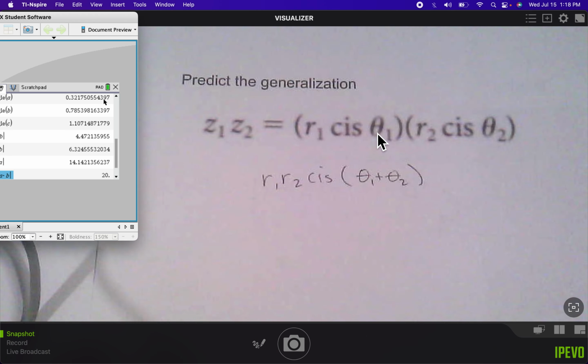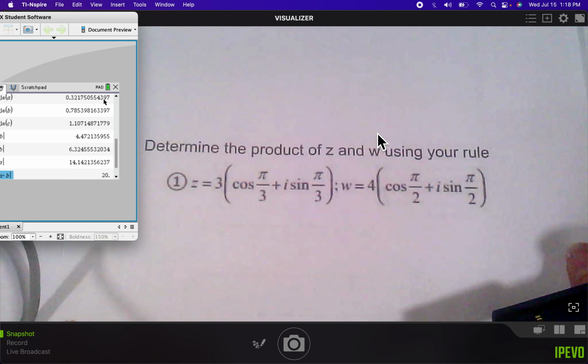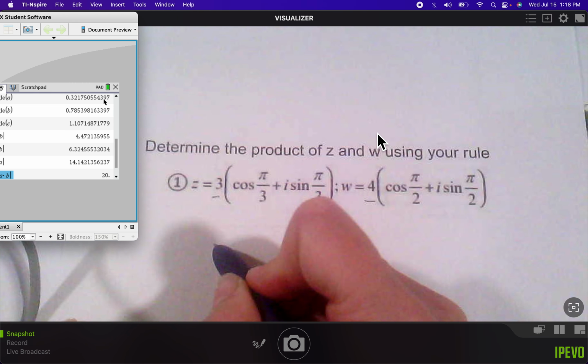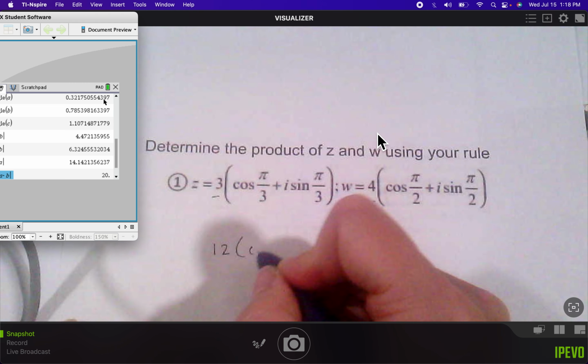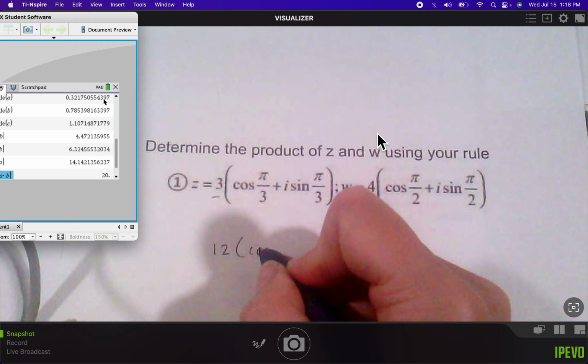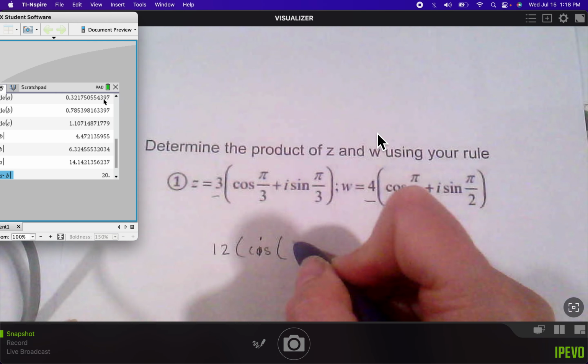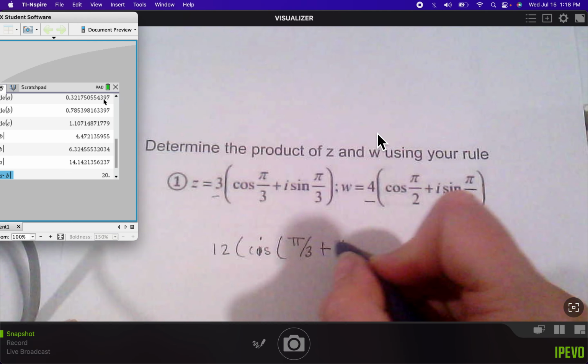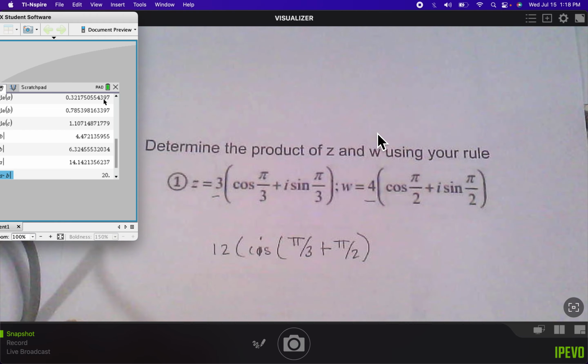What that would look like here, if we were going to multiply these together, we would just take 3 times 4 and we would have 12. And that's supposed to be a cis. And then I'm going to cheat and just say that together.